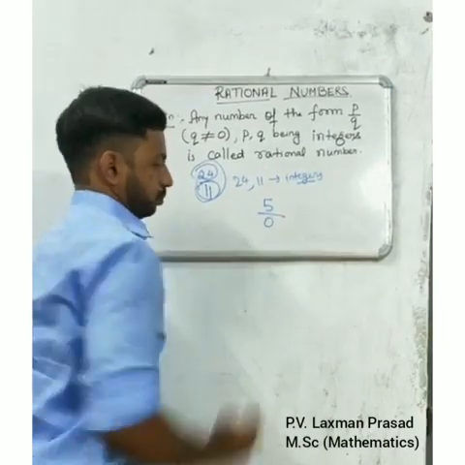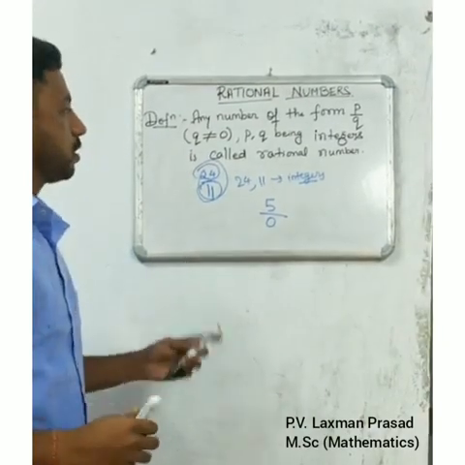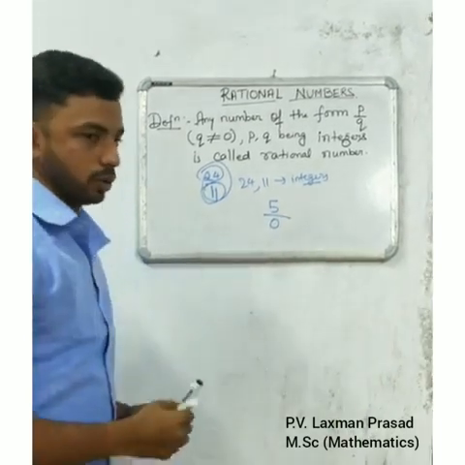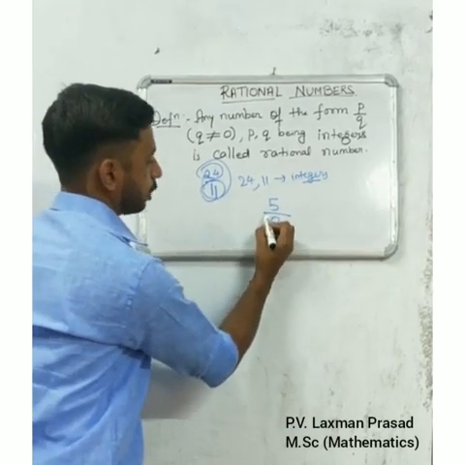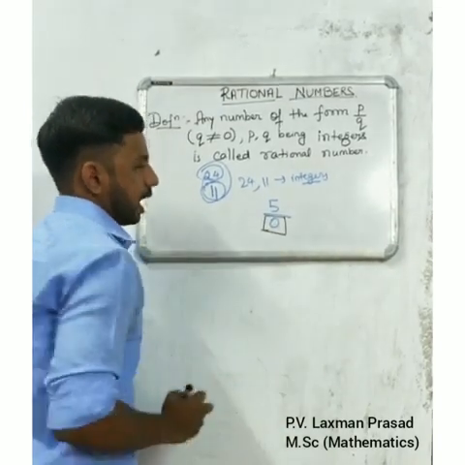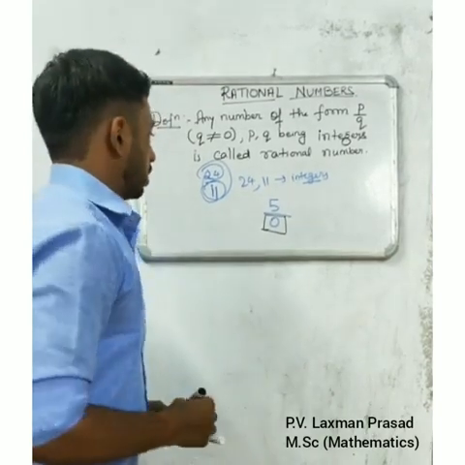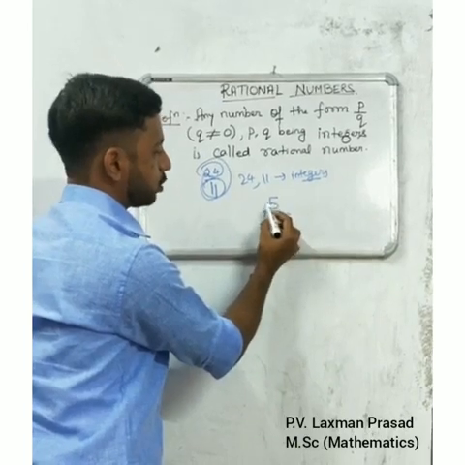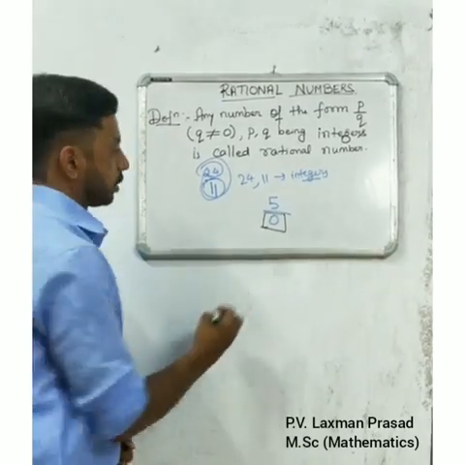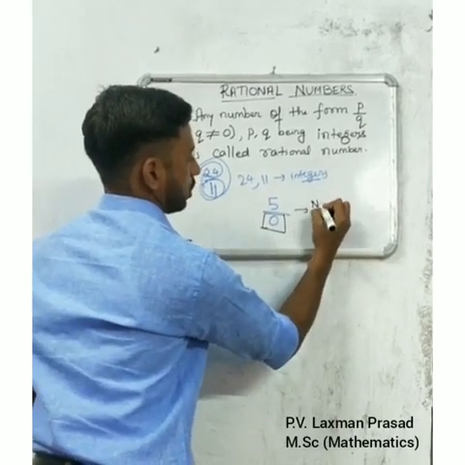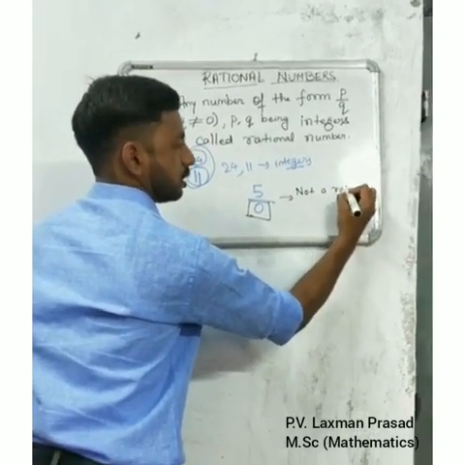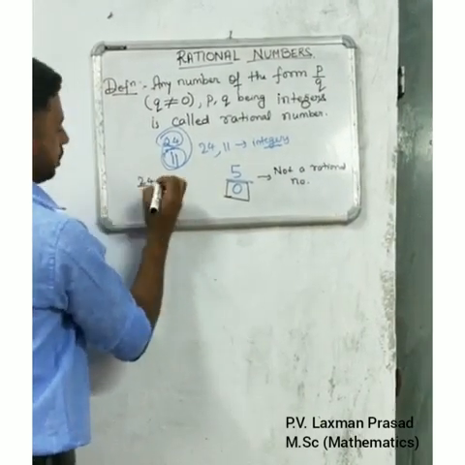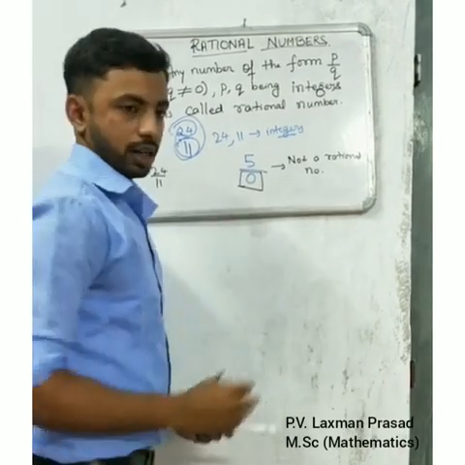5 by 0. The condition for any number to be called a rational number is that the denominator should be non-zero. But here you can clearly see that in the denominator we have 0. It is obvious that you cannot divide it. It is against the rule to divide any number by 0. So hence 5 by 0 is not a rational number.